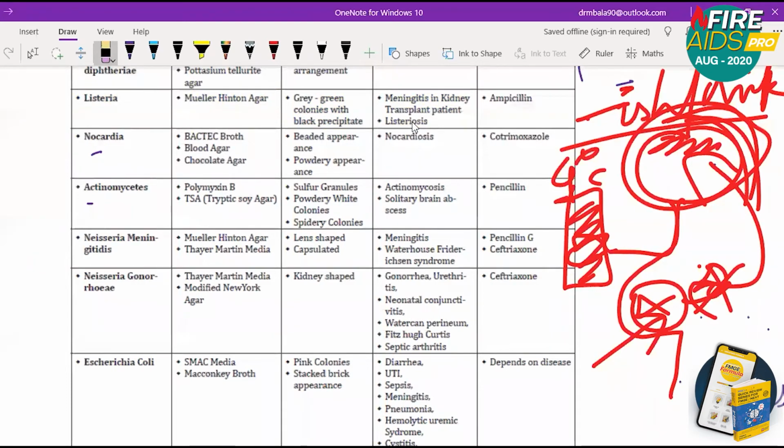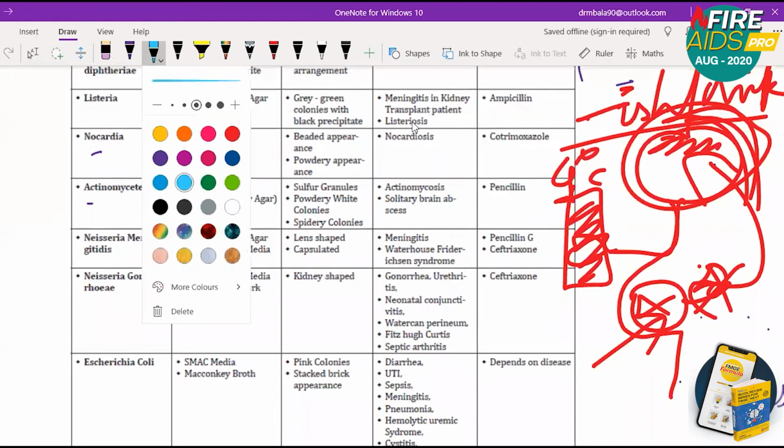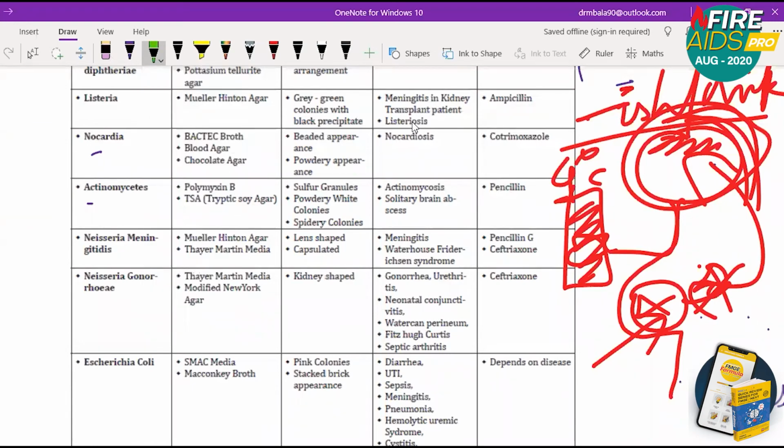Remember this woman is wearing a green color dress. So gray-green colonies with black precipitate. At least you must remember green colonies. Okay, that is it about Listeria. I hope this picture is clear.